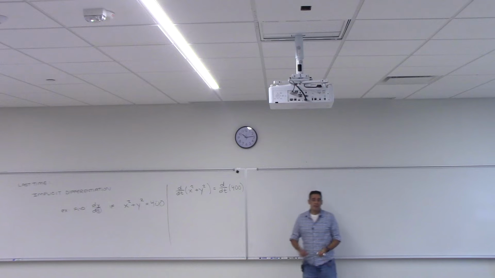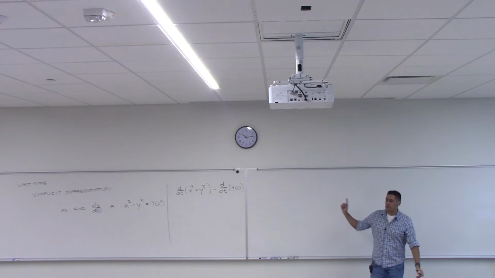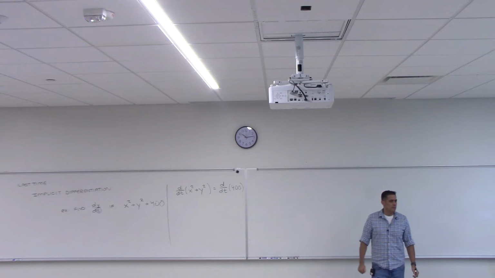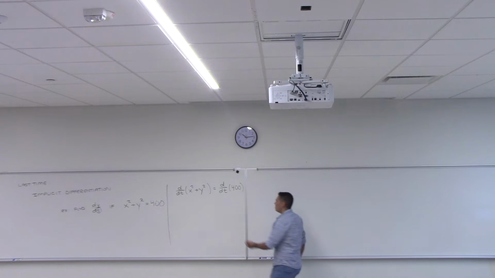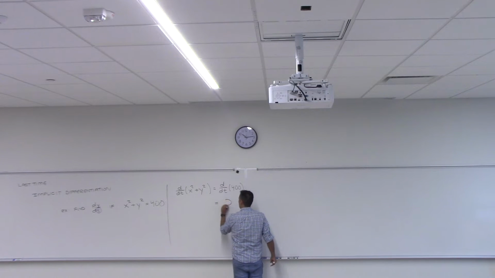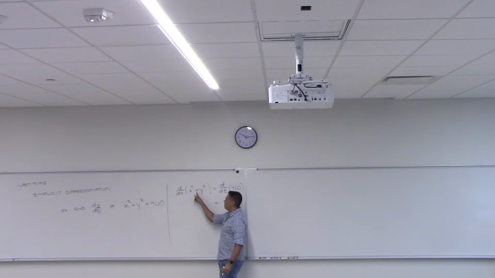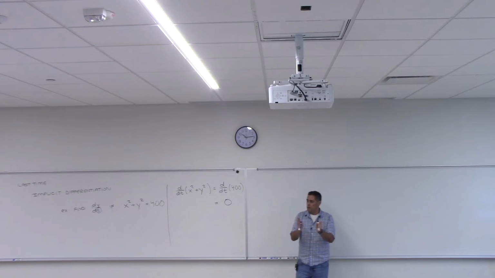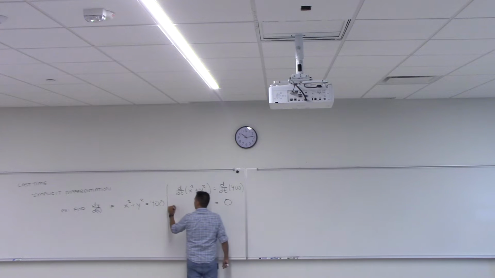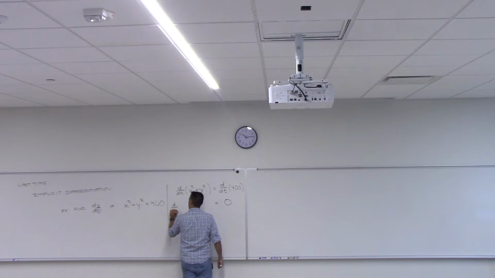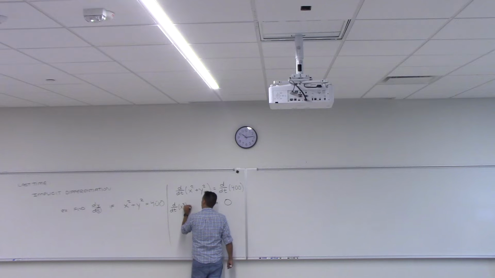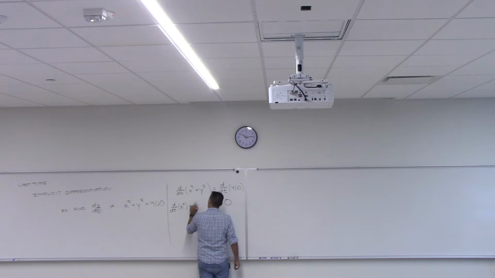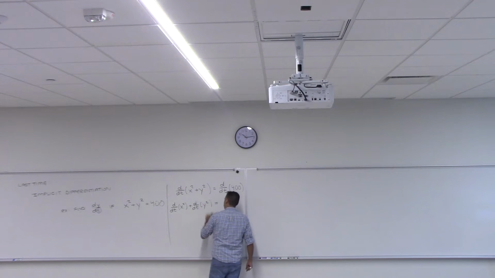We'll start with the easier side, right? The right side, the derivative of 400 is what? 0, because derivative of a constant is always 0, right? Okay, here I have an addition between 2 terms, right? Addition. So I can do them individually. So I need to take the derivative with respect to t of x squared, and then plus the derivative with respect to t of y squared.